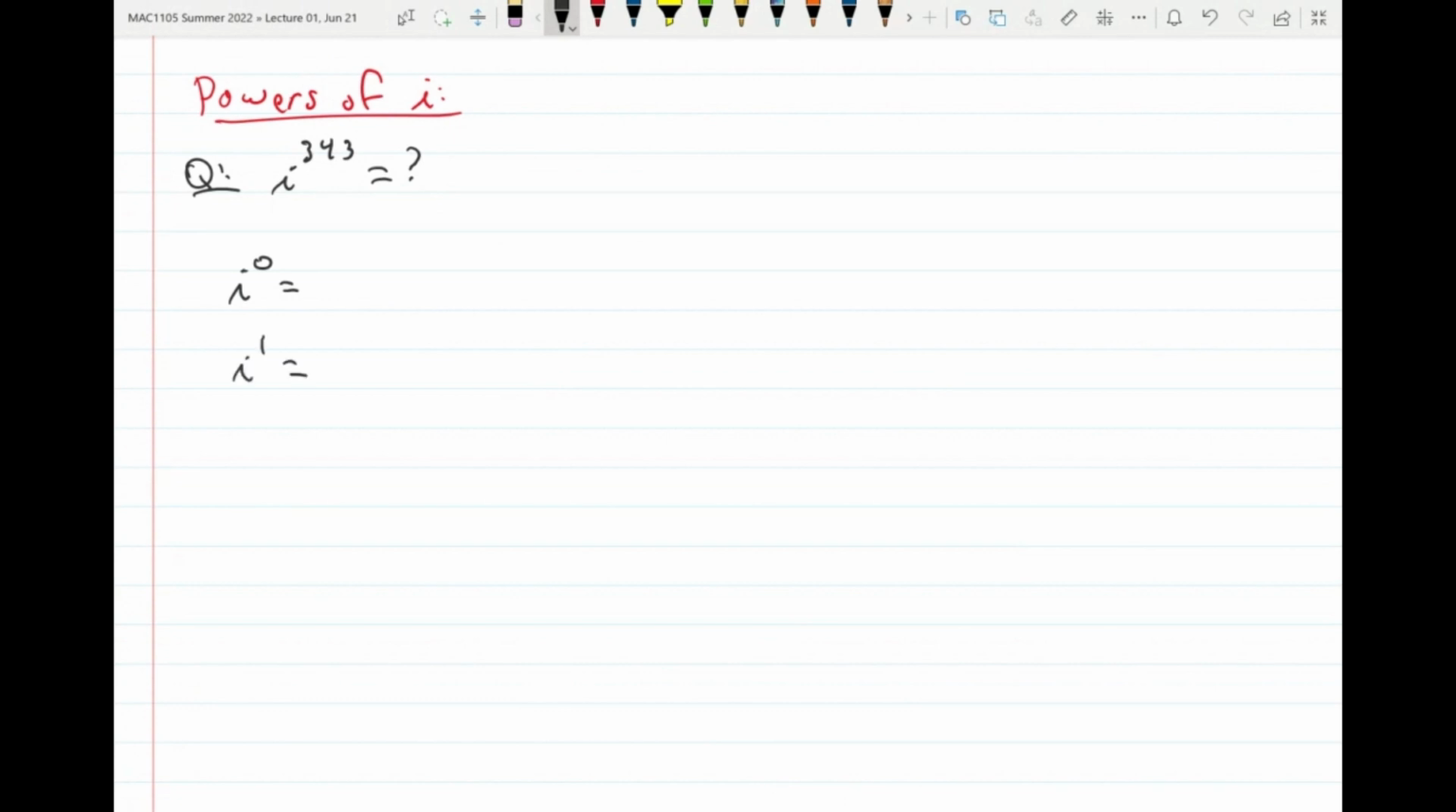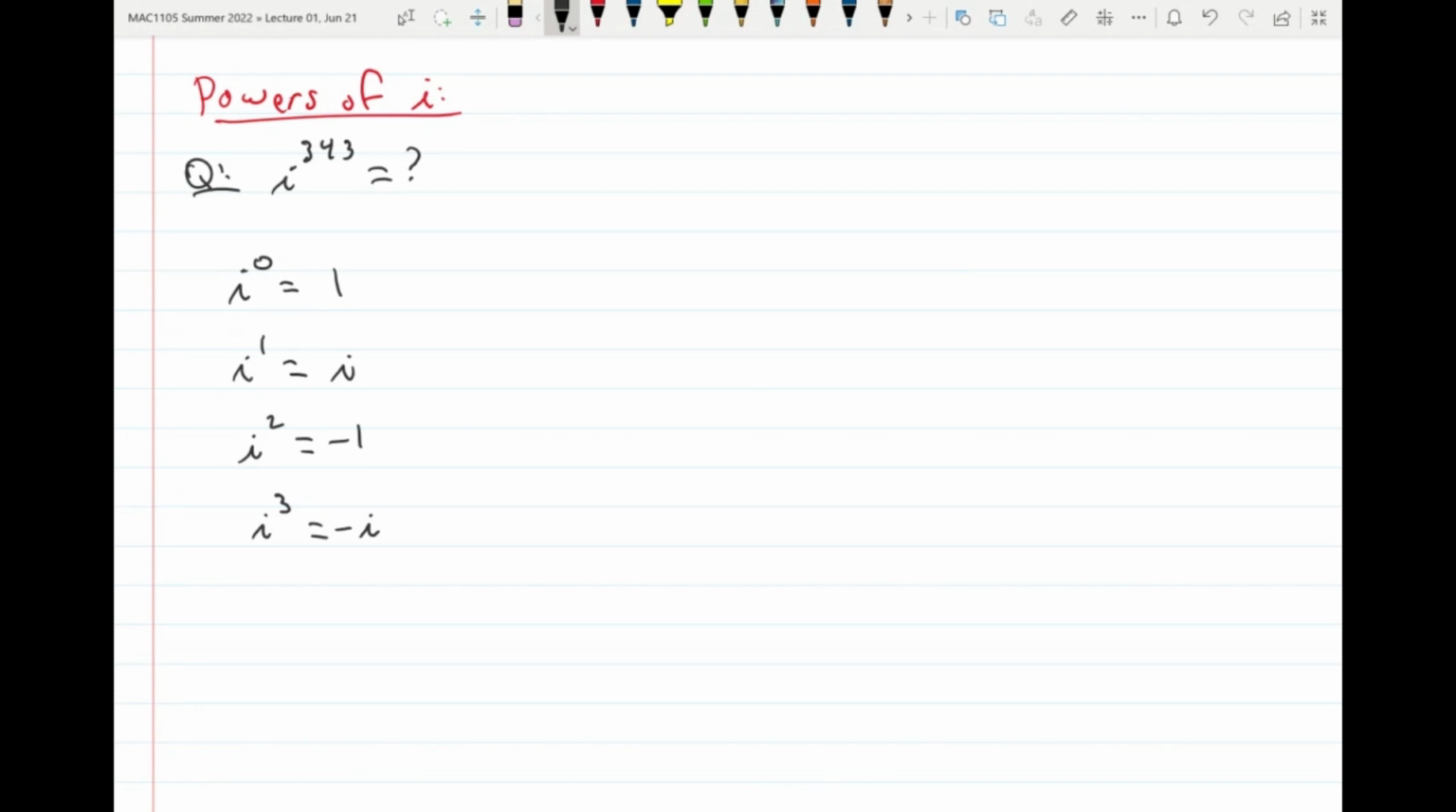Let's see. i to the 0. What's i to the 0? 1. Good. Remember, any number to the 0 power is by definition equal to 1. Okay, i to the 1 is i. What's i squared? Negative 1. Now, what is i cubed? Negative i. Very good. So you either sit down and multiply 3 times, or just look at the previous one and multiply both sides by i. If you multiply i squared times i, you get i cubed, and therefore negative 1 times i is negative i. So you can quickly get this.